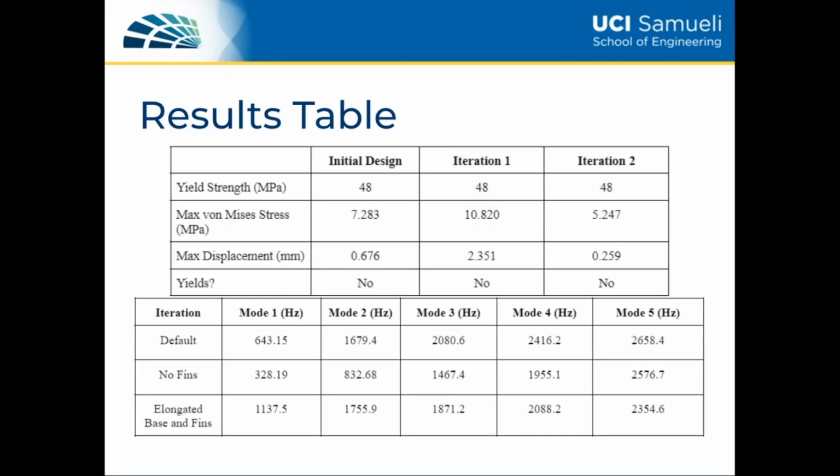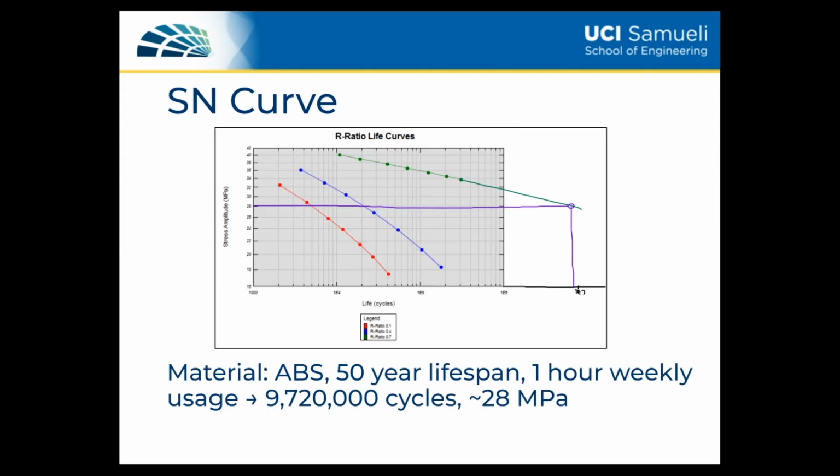The results table on the top takes into account the initial thrust force, which is the strongest load applied to this mount. As you can see, on iteration 2, there is a 60% reduction in displacement as well as a 20% reduction in stress compared to the initial design. Assuming a 50-year lifespan for the ABS material, with 1 hour weekly usage, the part fails at 9,720,000 cycles.